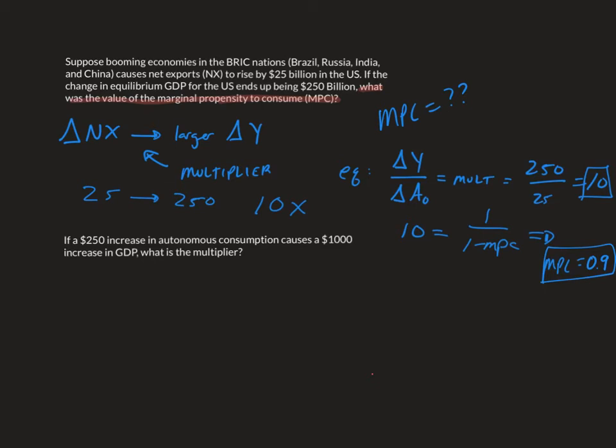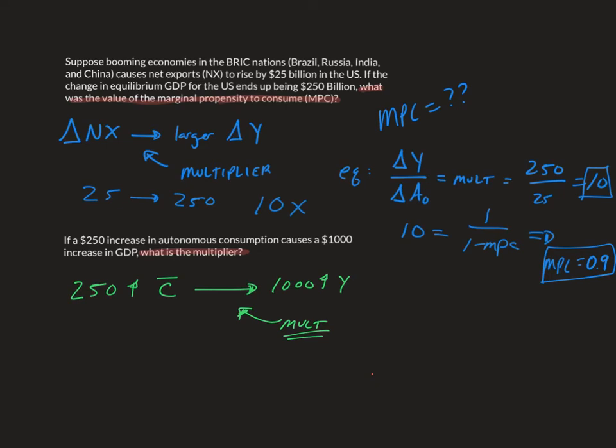Now, the second question. Again, we want to figure out what the question is asking. If a 250 increase in autonomous consumption causes a $1,000 increase in GDP, what is the multiplier? Notice this is a bit different in the way it's being asked. So what do we know? We know that there's a 250 increase in some part of autonomous spending, which in this case is autonomous consumption, which leads to a $1,000 increase in GDP. So again, this action right here is that multiplier effect.